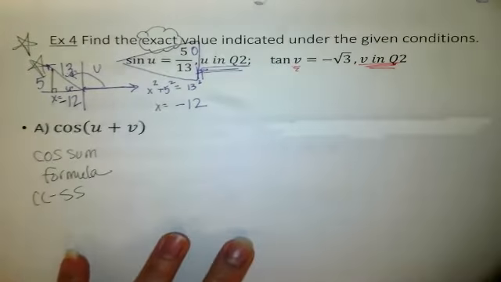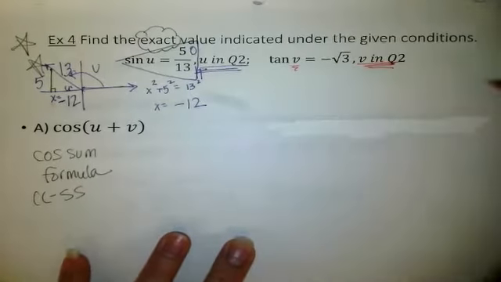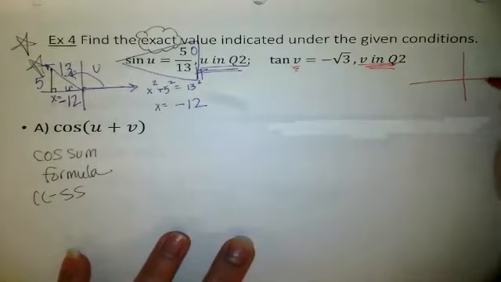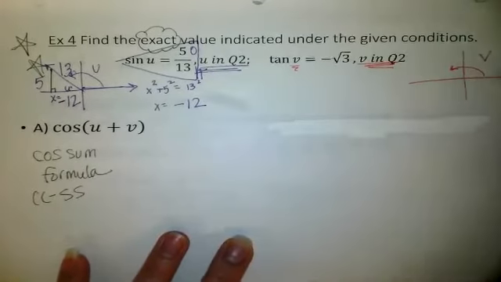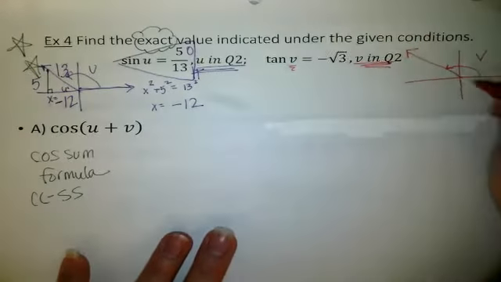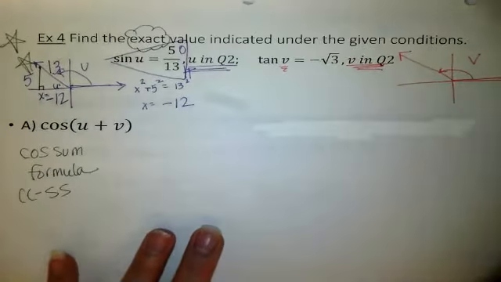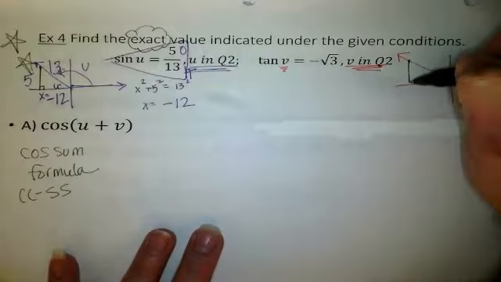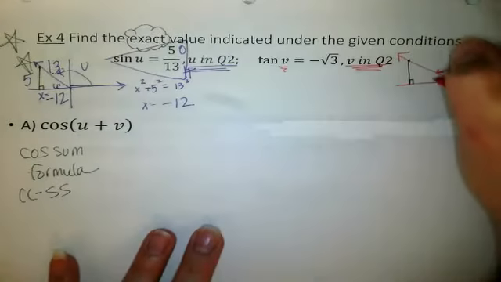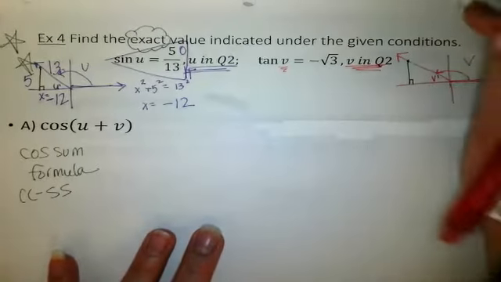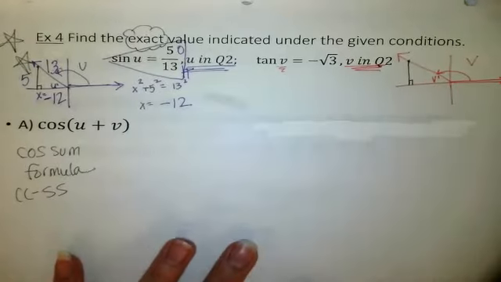Angle V is in quadrant 2 also. So I'm going to draw another picture with angle V terminating in quadrant 2. So what do I need to do? Drop an altitude. Altitude creates my reference triangle. And now what can I label?